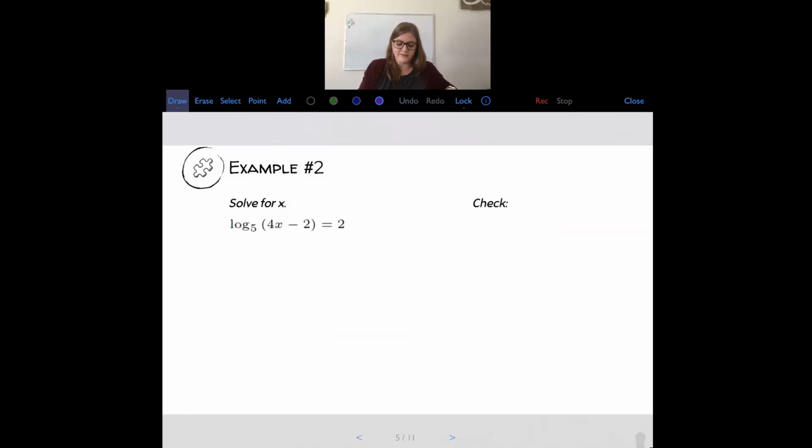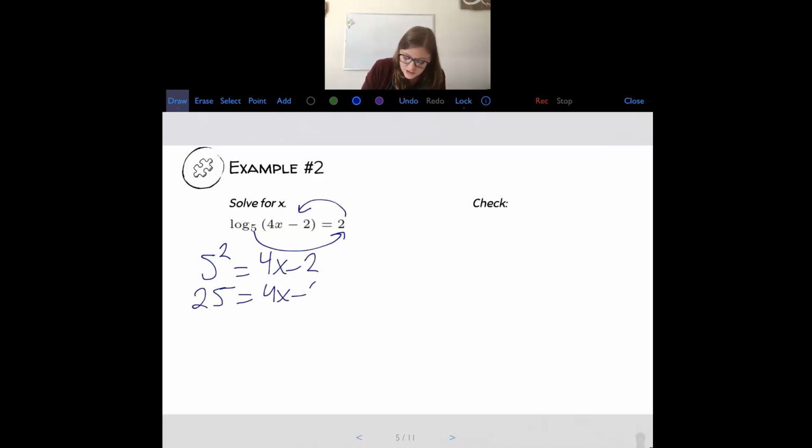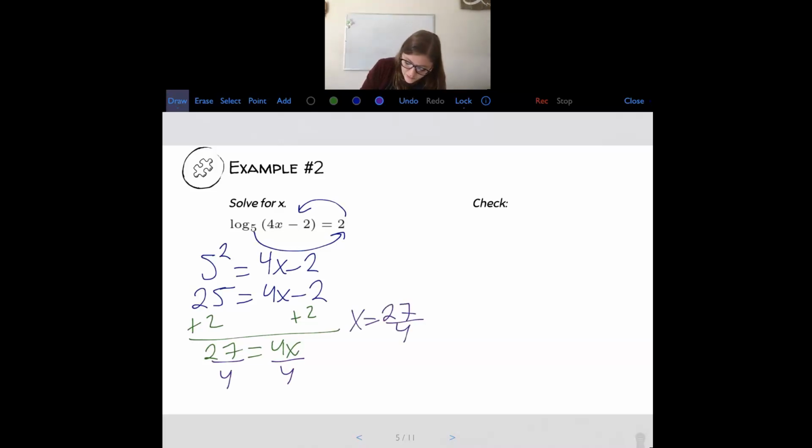Next, solve for x. We have log base 5 of 4x minus 2 is equal to 2. We have a single logarithm, so we can convert this to an exponential equation. So 5 to the power of 2 is equal to 4x minus 2. 5 squared is 25. This is equal to 4x minus 2, and we solve this like any other linear equation. We add 2 to both sides, and we have 27 is equal to 4x. To solve for x, we divide both sides by 4 to get x is equal to 27 over 4.